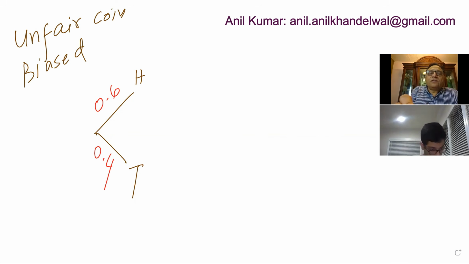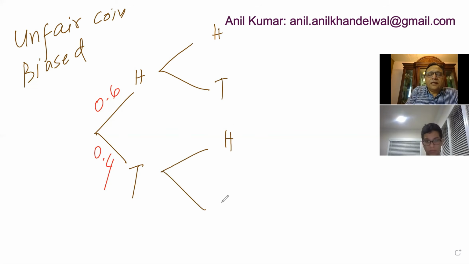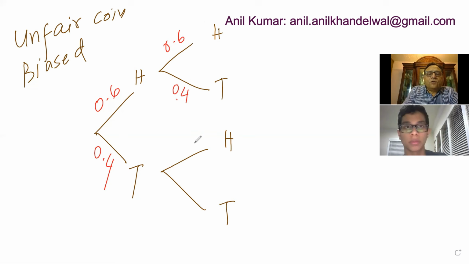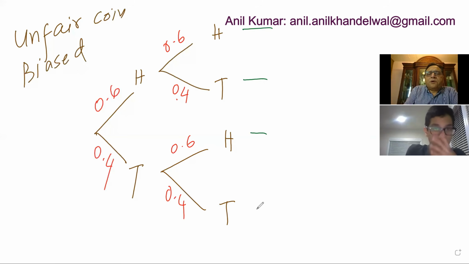Now again, we toss it again. So again, when you toss it, you may get head or you may get tail. Similarly, here also you may get head or you may get tail, right? Now, since the coin is the same coin, probability of getting head will be 60%, probability of getting tail will be 40%, correct? So we again get a 60-40 ratio. Is that clear? Now, my question is, in this particular case, what is the probability of getting one head, one tail?